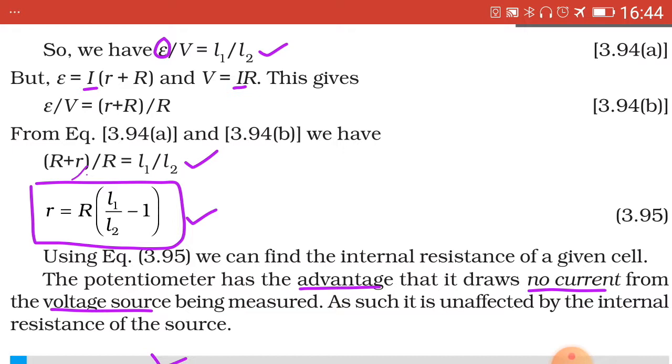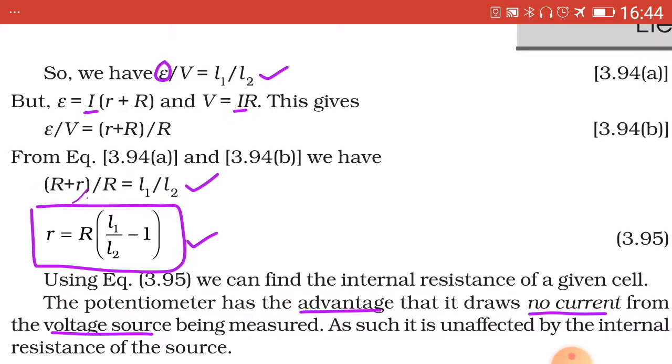The potentiometer has the advantage that it draws no current from the voltage source being measured, and it is unaffected by the internal resistance of the source. Apart from this, here it's not given, you can note it down, which will be quite helpful to you.